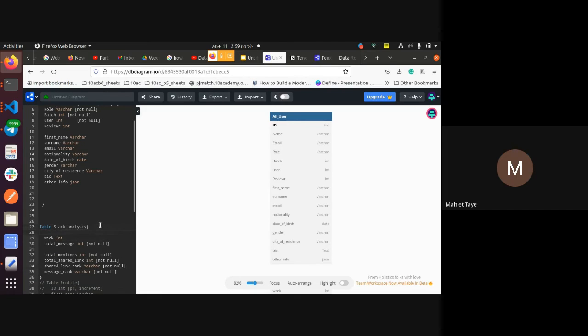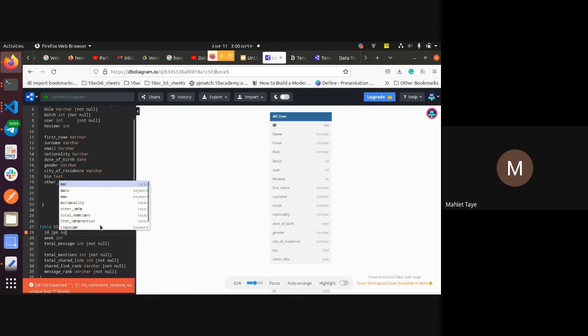to follow the first normal form, I have to have a primary key here as ID, and I have to specify it as primary key. Then let me make it int. And to allow this auto increment, I will use increment as an attribute.